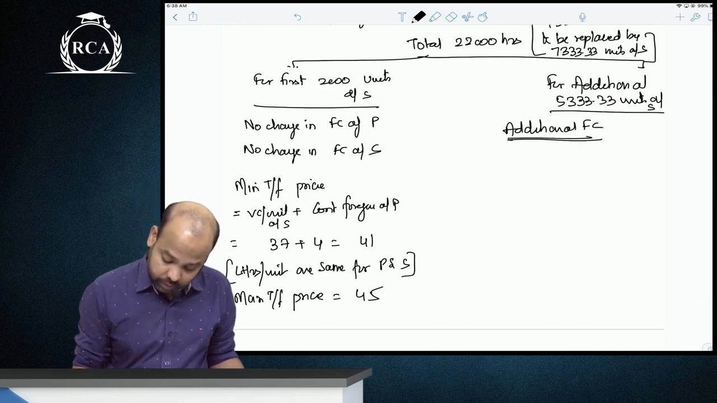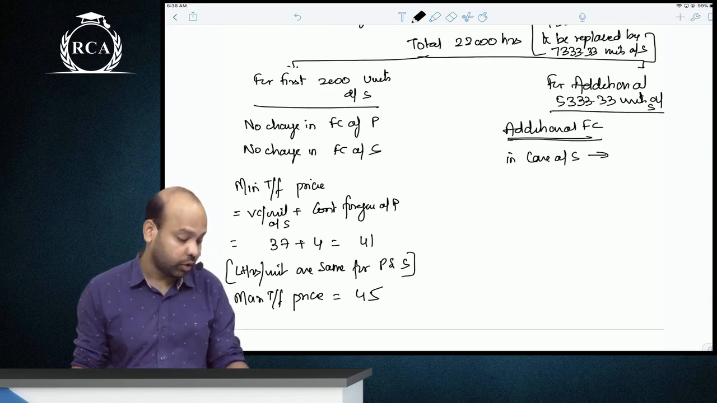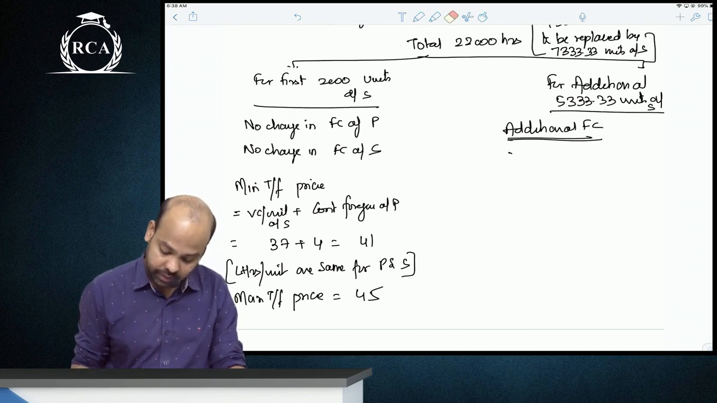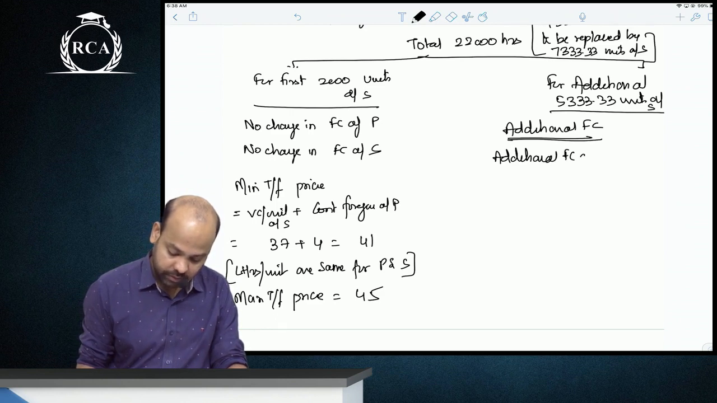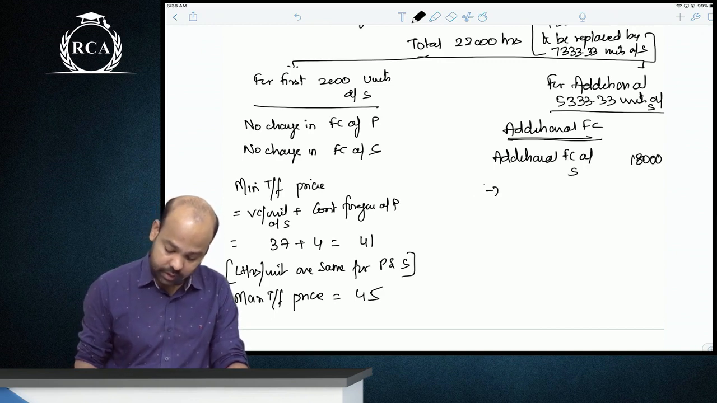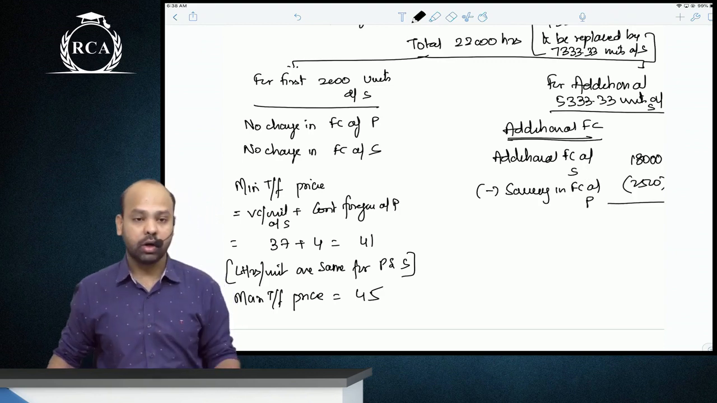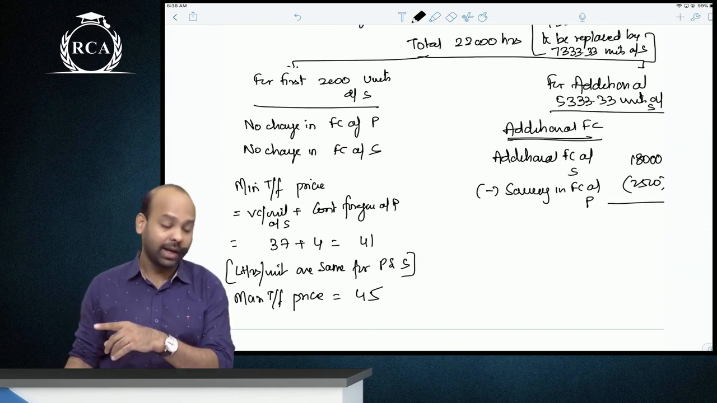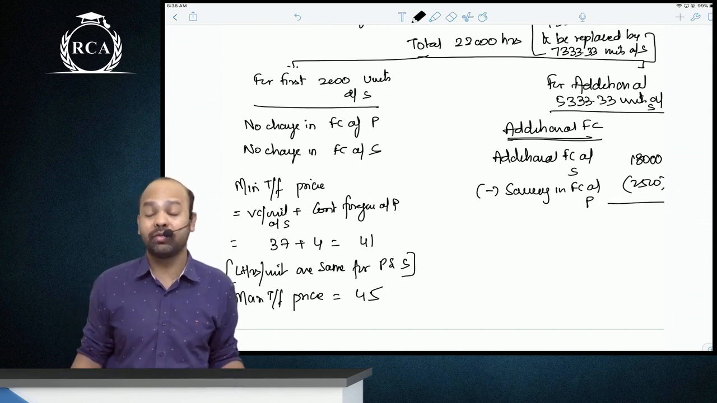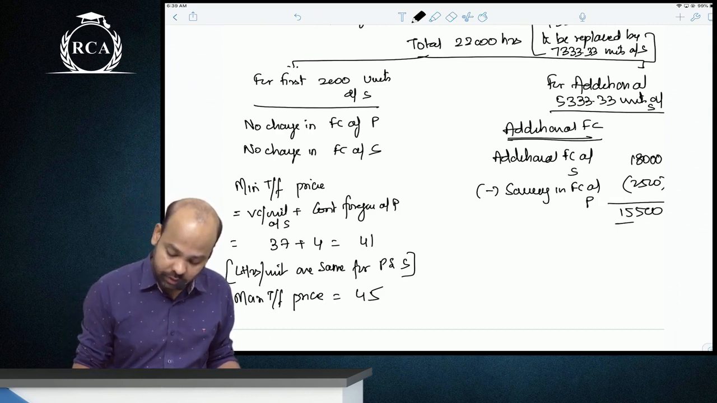So guys, in case of S, my fixed cost is going to increase by the additional fixed cost of S, by 18,000. But wait sir, there's a twist. There is savings in fixed cost of P. I will not have to incur that 2,500 now. If I'm incurring 18,000 more on S, but I'm also saving 2,500 on P, so it is only 15,500.